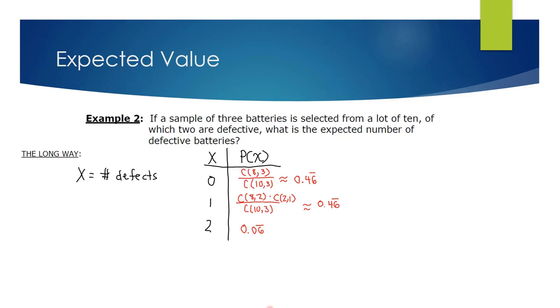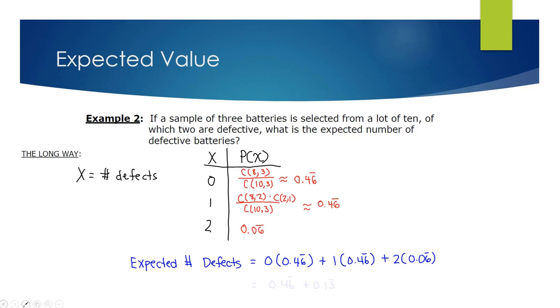So now I'm able to do the expected value. I'm going to take each one of these x's and multiply it by its probability, and then add them together, and I get a total of 0.6 defects. Which means on average, I'm going to have 0.6 defects. So that means probably somewhere between 0 and 1, starting to lean towards the 1. I'm probably not going to get 2, but most of the time I'm going to expect probably 1. But getting 0 is not unheard of either.